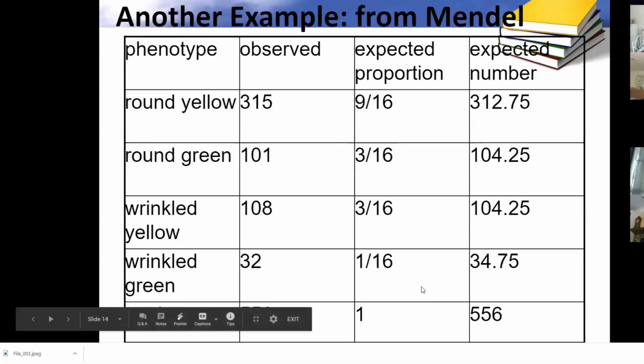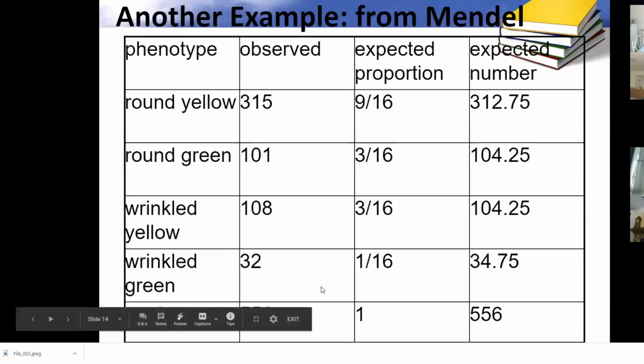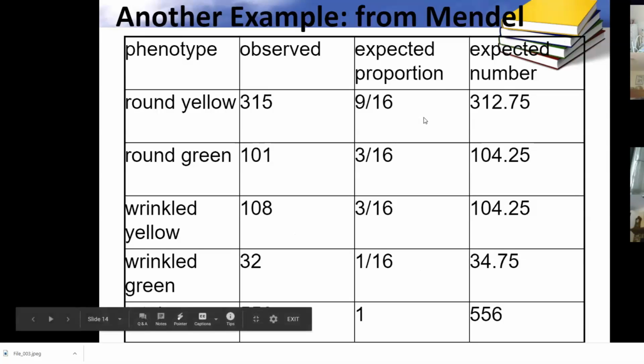Remember, if you're doing a heterozygous cross with dihybrids, you have that 9:3:3:1 ratio, right? So we observed this many round yellow, this many round green, this many wrinkled yellow, and this many wrinkled green. And we're hypothesizing that these genes are not linked, and they're just sorting independently, right? So if we did the cross, we would have a 9:3:3:1 ratio, and we have these expected results. Okay.